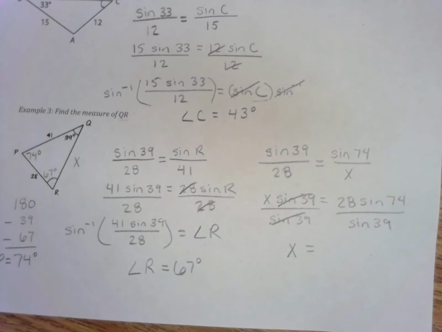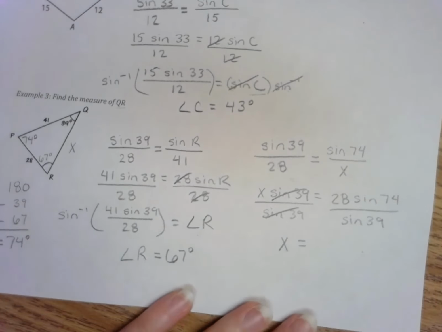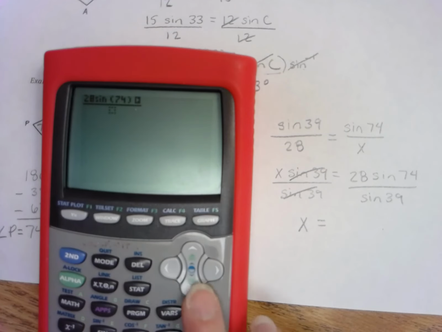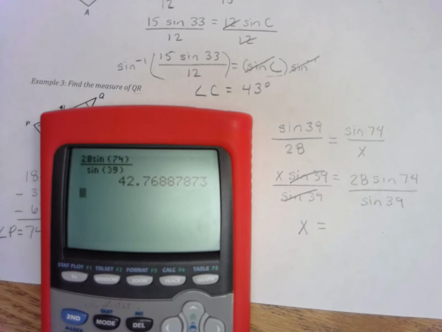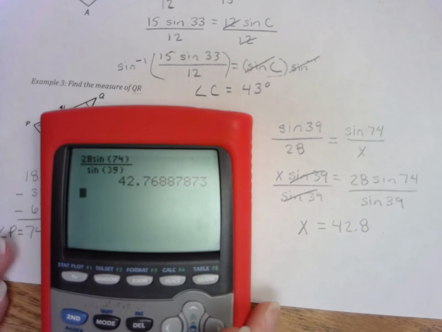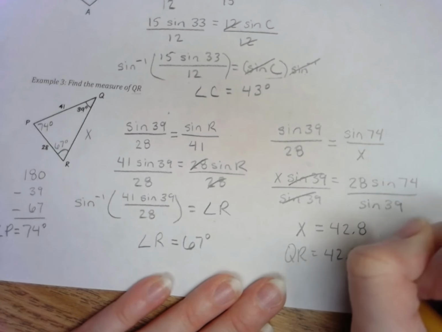We will not need to use inverse sine. We are not solving for an angle on this problem. We're just ready to type that into our calculator. So let's see. We've got 28, let's do our alpha y equals 28 sine of 74. We're going to divide that by sine of 39. Rounded to the nearest tenths, we get 42.8. So side QR that we were asked for, this is our final answer, is 42.8.